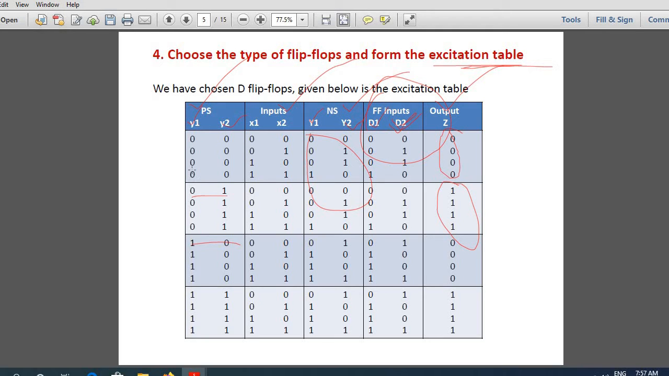For example, look here. My small y1 here is 0. Capital Y1 is 1. 0, 1 combination of D flip-flop excitation table, you get 1. So that's why I said you have to be very thorough with the excitation tables of each of the flip-flops. Only then you can write it very soon. Okay? So similarly you can find all the other D1 inputs and D2 inputs.